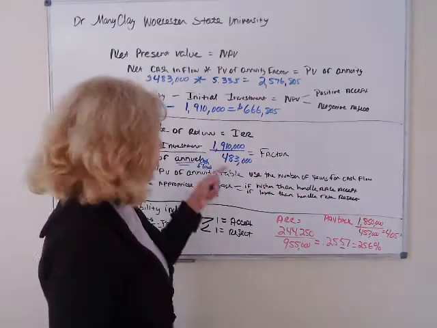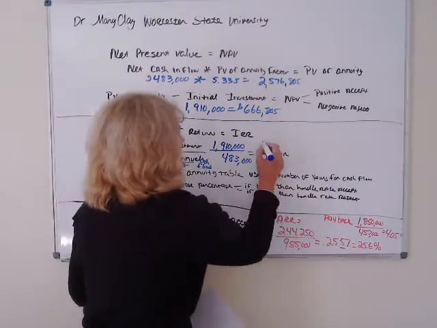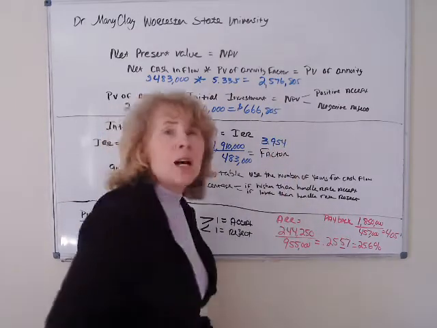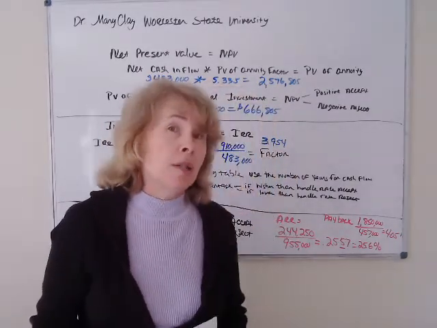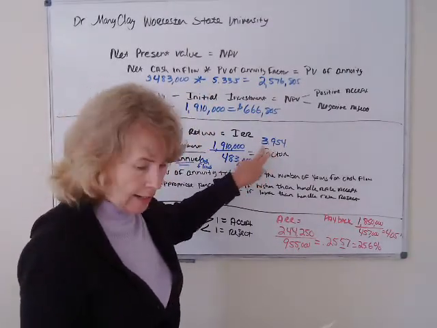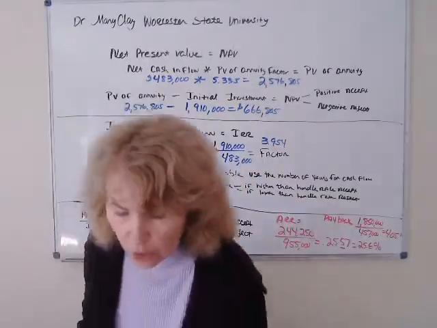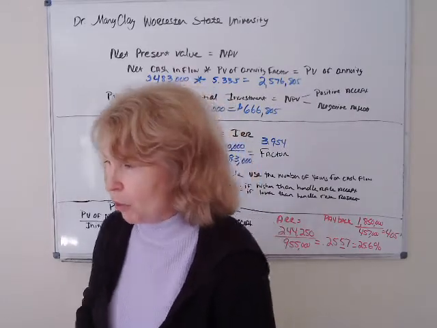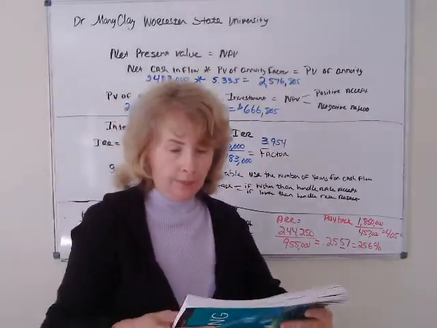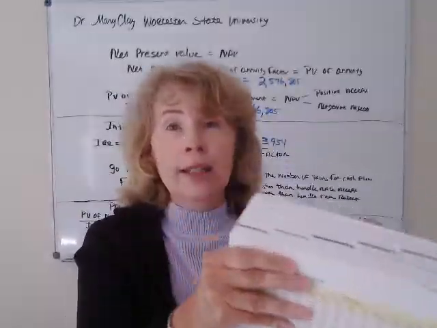In my calculator, I take 1,910,000, I divide that by 483,000, and my factor equals 3.954. Double check your math. You can easily transpose a number with this, so double check, make sure your factor is perfect. 3.954, okay? All right, now, I am going to go to my table, and I'm looking for 3.954. I am going to my present value of the ordinary annuity, okay?